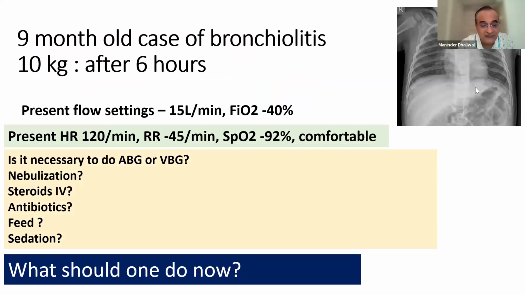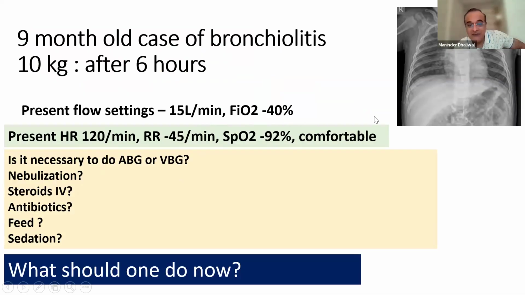So after 6 hours, we know that the present flow setting is 15 liter per minute and the FiO2 is 40. Heart rate is 120, respiratory rate is 45, it is settled, saturation is 94, child is comfortable. Is it necessary to do ABG or VBG in this child who is settled? Should we give nebulization? Should I give steroids, antibiotic, feed, and sedation?